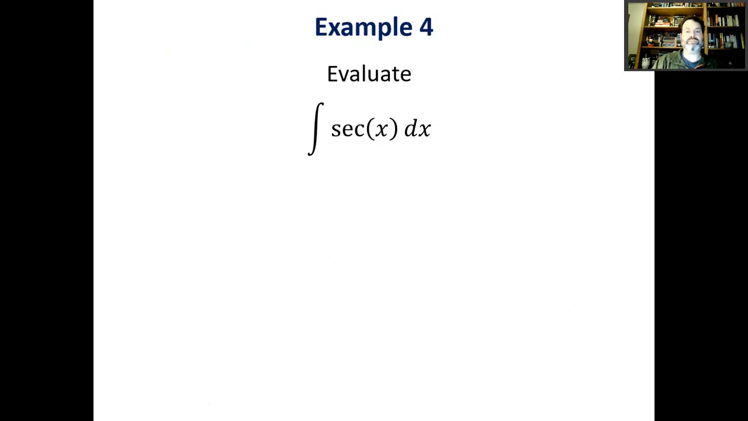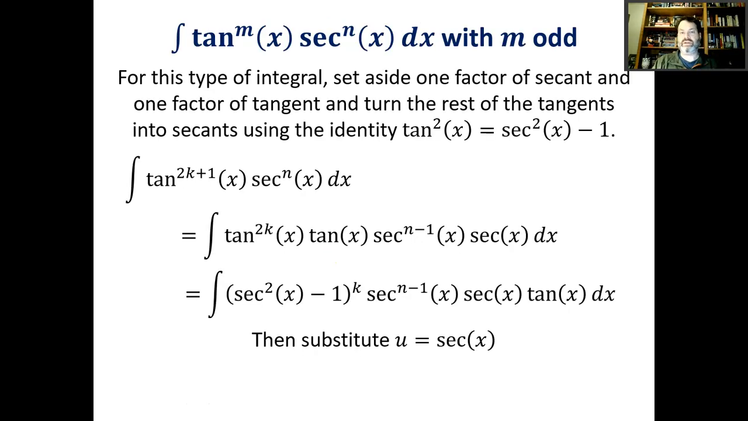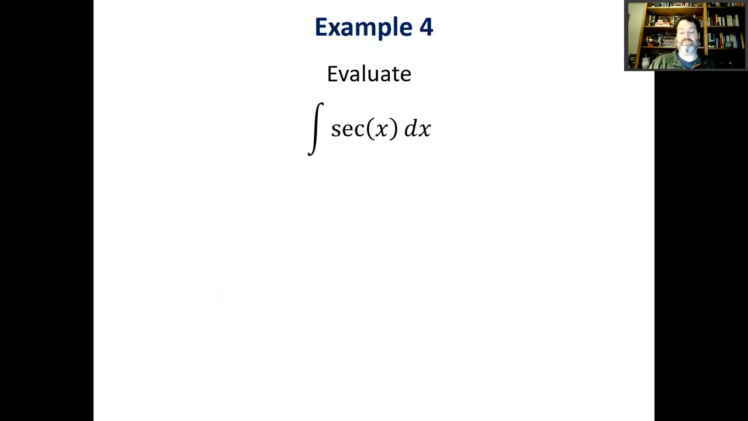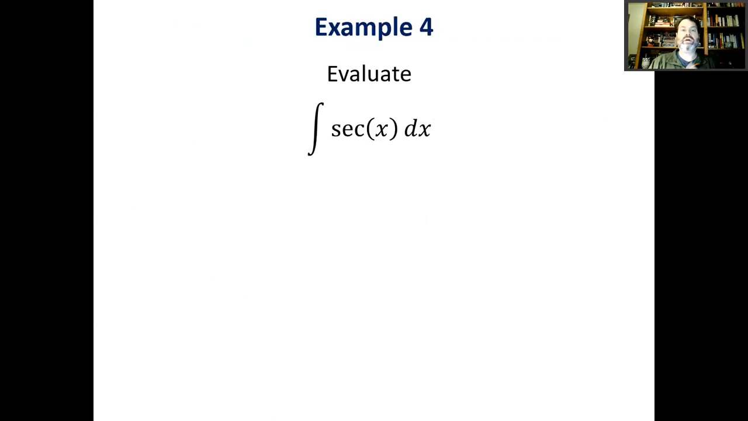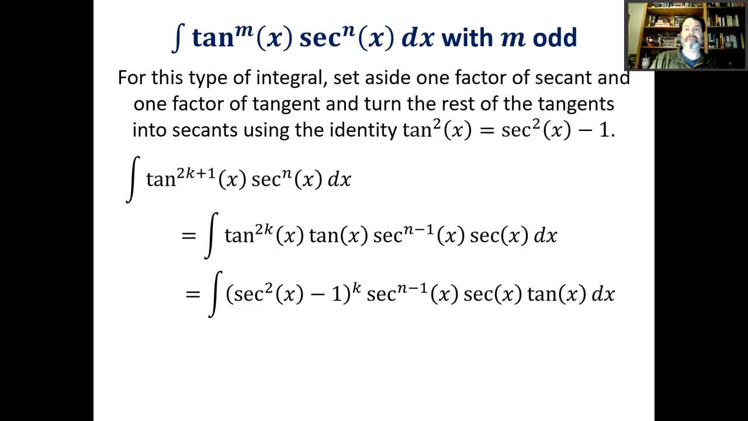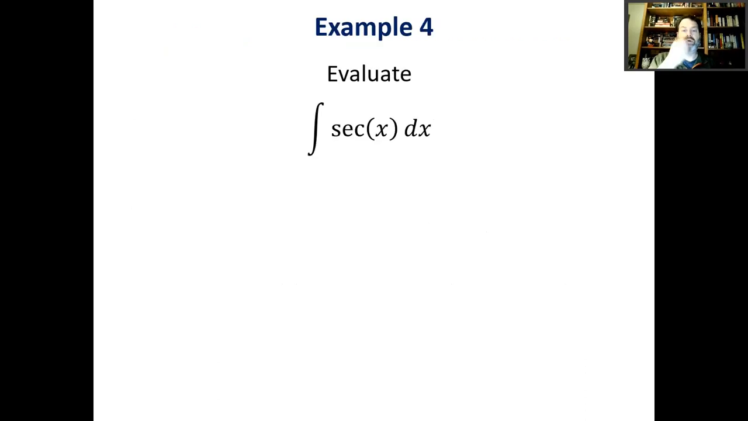So pretty straightforward stuff. What we're going to see in the next example is not one of these. I trust that you can do one of these. But we do need to prove this formula, because when we have secant to an odd power, we see this a lot. So obviously this is to an odd power, right? Secant to the first. I'm going to show you how to do this integral, and then we're going to do another odd secant integral and show you how it works.